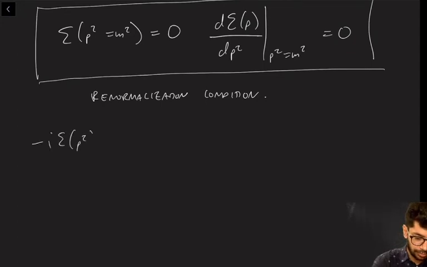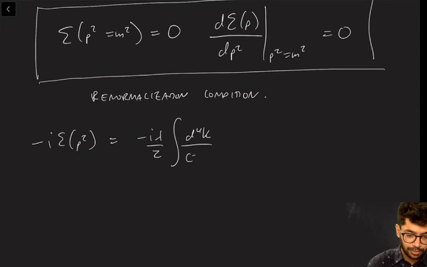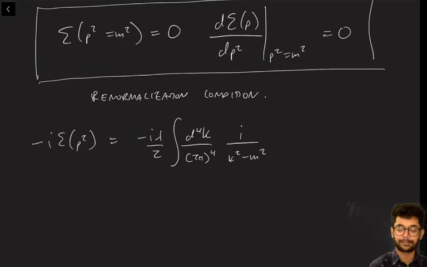i Sigma of p squared equals minus i lambda, a factor of 1/2 from a symmetry factor, and the integral d^4k over (2 pi)^4 of i over k squared minus m squared. And then there's a contribution from the counterterm Lagrangian, which you remember looked like that. That contribution is i p squared delta z minus delta m.